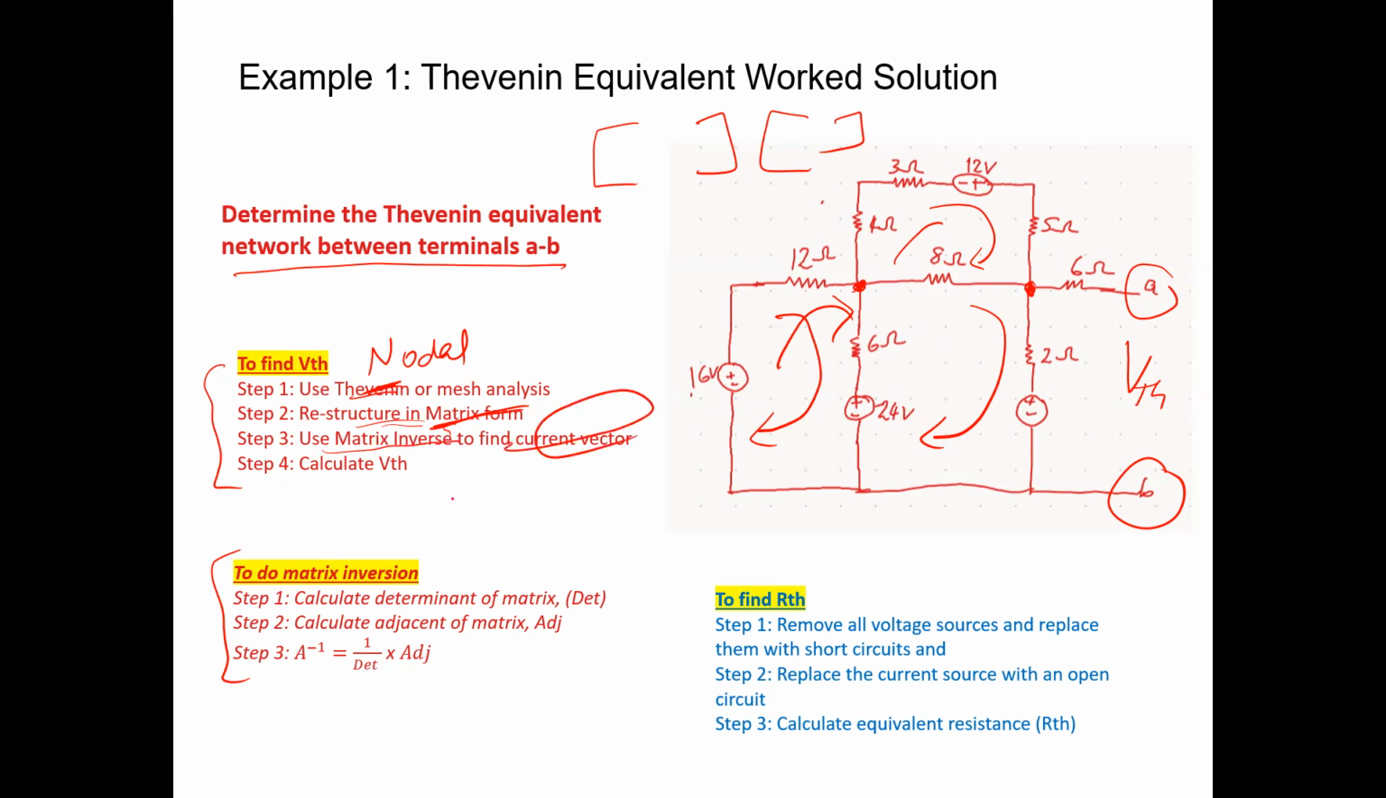From that we can calculate the voltage V Thevenin between A and B, that is, the voltage across this and this. Across A and B, which is this one, so this voltage plus this voltage.